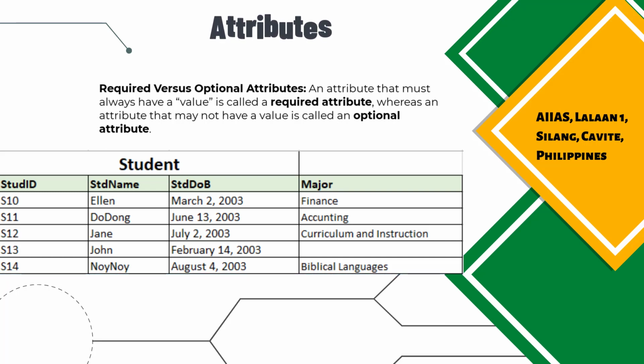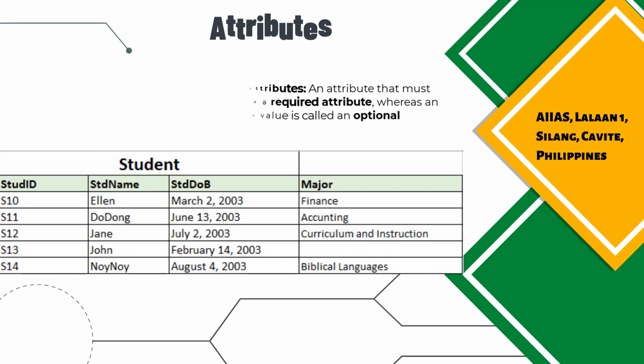Now, look at a student named John and his ID is S13. Look at his major. It's empty. Now, a student, especially in his first or second semester, may not have a major. They may not decide what they want to major in. So in this case, this attribute major can be empty. So in this case, a major may or may not be empty. That's it.